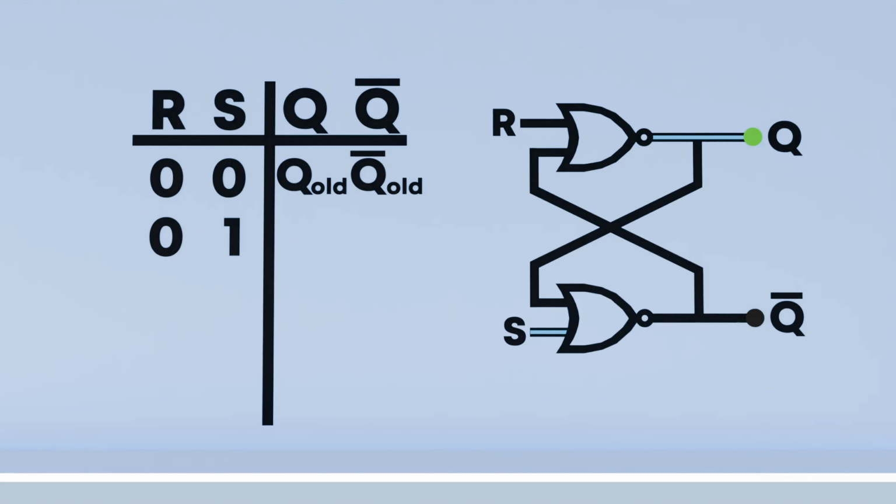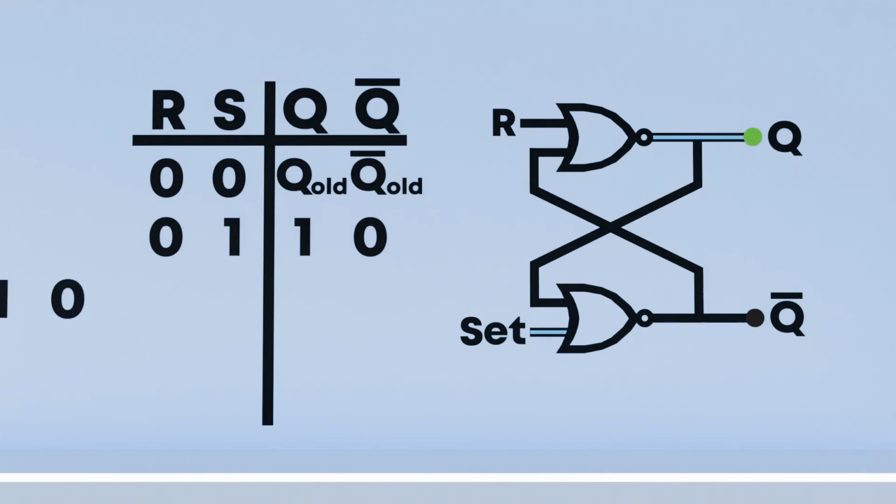Let's now look at the case when S is 1 and R 0. The bottom gate outputs a 0 because of S. This 0 then moves up to the top gate where you get two zeros, which give an output of 1. This means that Q is 1 and NOT Q is 0 when S becomes 1. This is why it's called a set, because it sets the value of Q to 1.